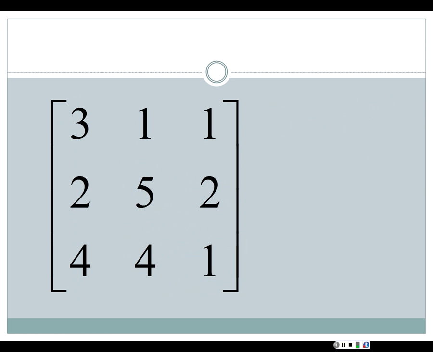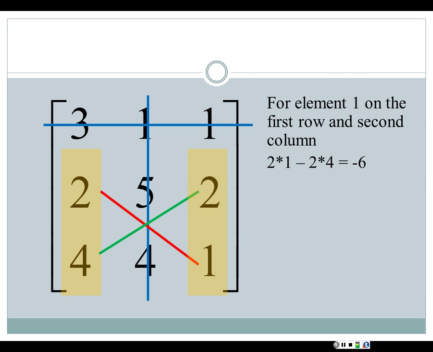The next thing you do is work with the second number, that's the 1 on the first line and the second column. If you cross out the first line and the second column, you get a smaller 2 by 2 matrix of 4 numbers. On the first line, you have 2 and 2, and on the second line, you have 4 and 1. You know how to find the determinant of this smaller 2 by 2 matrix. That's 2 times 1 minus 2 times 4, which gives you negative 6.